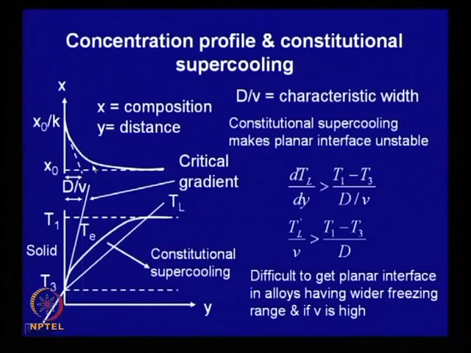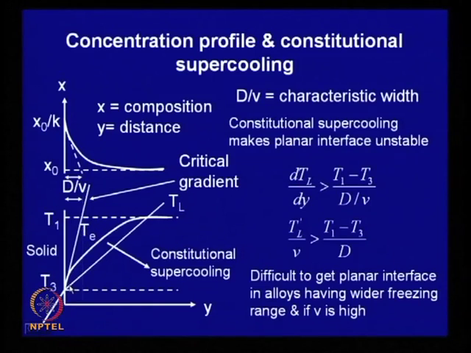You go back, and this condition which is listed here, look at this. This is the critical gradient, and the actual gradient which you are maintaining is given by T L, the differential of this line with respect to the tangent of this, that is d T L over d y. If this is greater than this gradient, that is T 1 minus T 3 over this distance, the characteristic distance, in that case you will not have constitutional supercooling. So, if this is greater than this, then the planar interface will be stable.